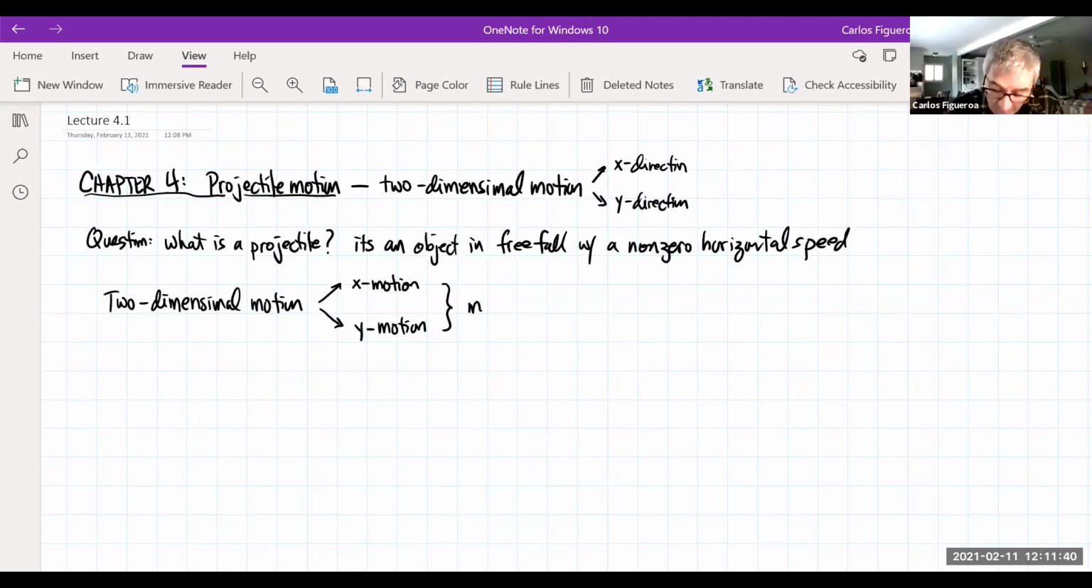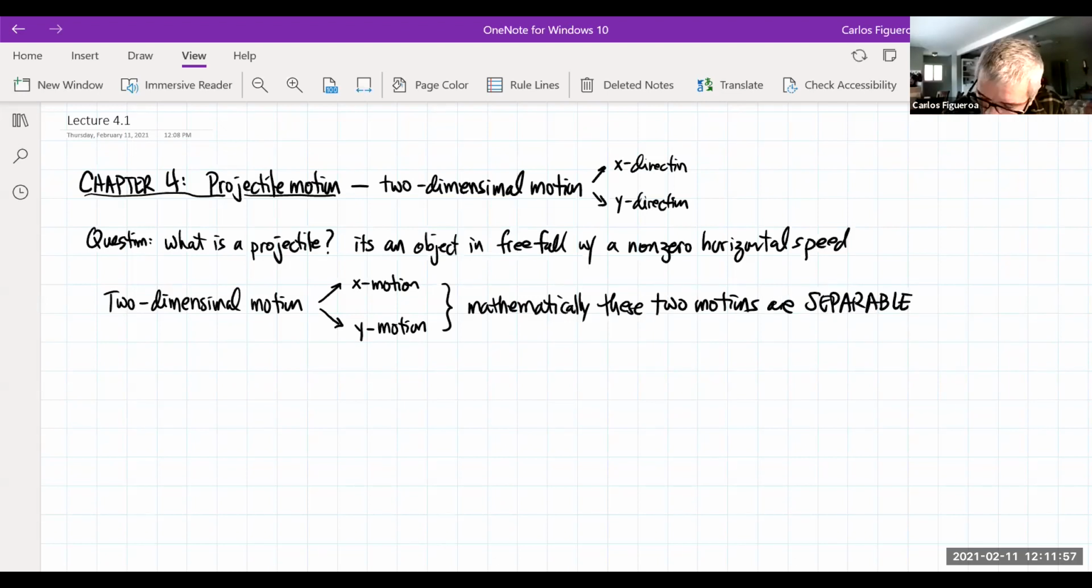So mathematically, these two motions are separable. And that is a really strange thing. The only way we could explain why these motions are separable is that we'd have to come in and really look at Newton's second law and just look at the mathematical equations, which are differential equations.